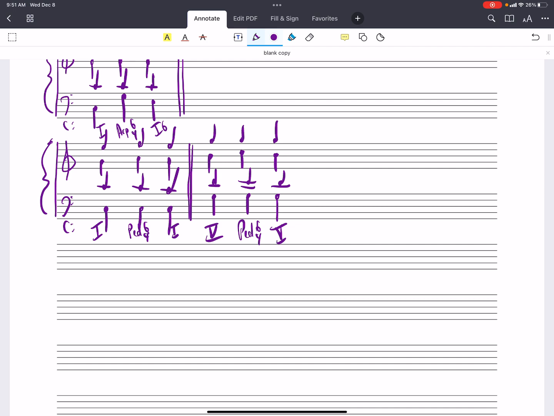So the 6/4 is spelled like a 1 in 6/4 position, but it's not. It's written as pedal 6/4. Again, 6/4s never have a harmonic function. They always have a contrapuntal function.